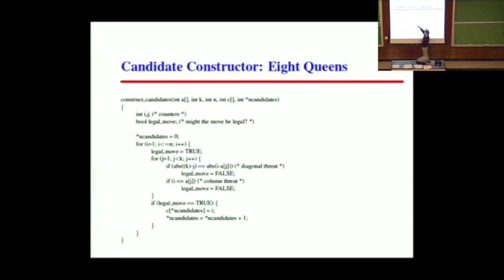So if there is no row, column, or diagonal threat, then it's a legal move. If I've gone through all of these checks and it's still a legal move, then I'm going to add it to my candidates. Any questions about that? This is the idea of how you speed up the search, because we are making sure we're only trying the possible candidates that can possibly help us. Any questions?